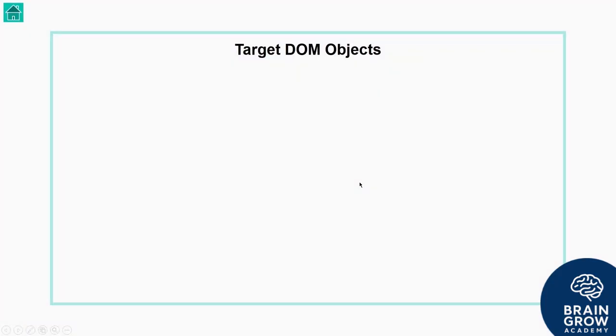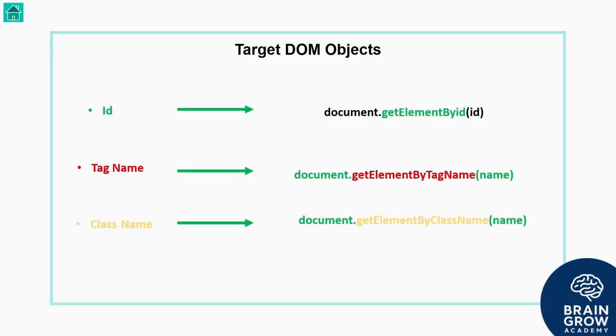Alright, so after the DOM model, we'll see how we can target the objects. So all the classes in the element tag, let's see how we can target them. Okay, so we have three methods in the DOM tree. We can call the element with its ID, tag name, or class name. By using these three methods, we can target our element and can change them.